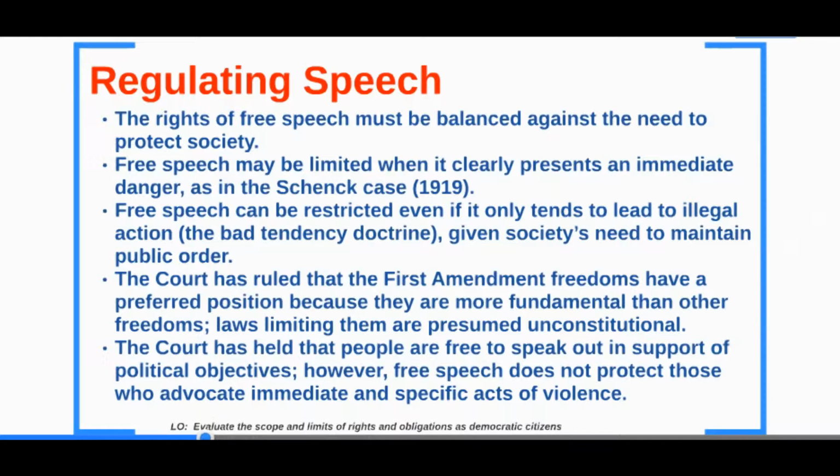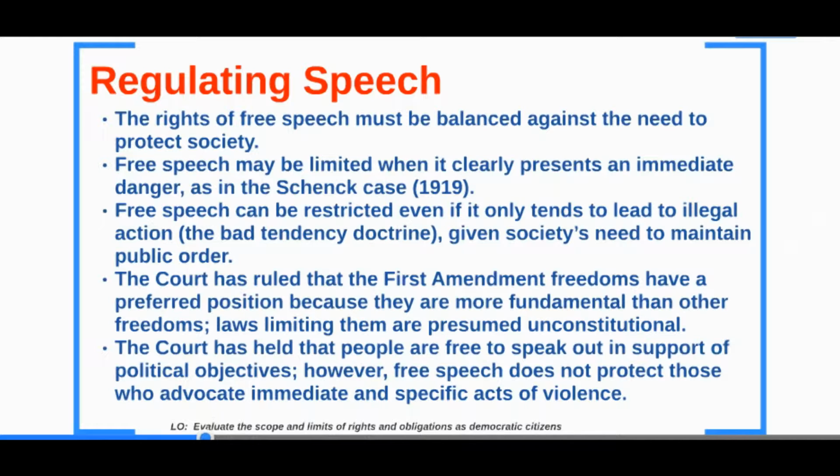Regulating speech. The rights of free speech must be balanced against the need to protect society. Free speech may be limited when it clearly presents an immediate danger, as in the Schenck case of 1919. Free speech can be restricted even though it only tends to lead to illegal action. This is referred to as the bad tendency doctrine, given society's need to maintain public order.